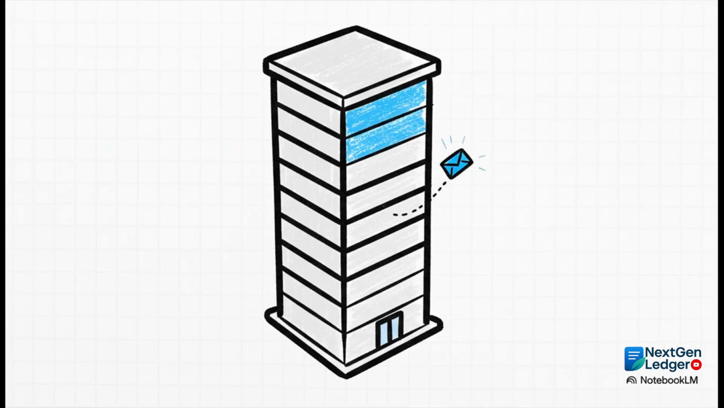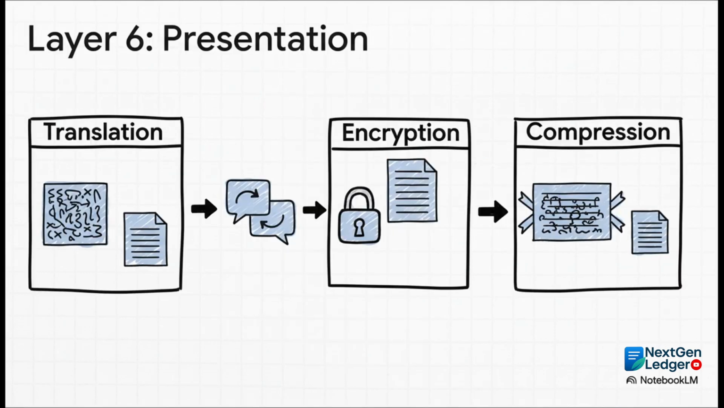We are almost at the top. We've made it to layer 6, the P in pizza, the presentation layer. This is the universal translator. So this layer's job is to make sure the data is actually in a usable format. It's the translator, but it's also the security guard. It handles encryption, scrambling the data using things like SSL so no one can snoop on it. That little padlock you see in your web browser, you can thank layer 6 for that. It also compresses data, shrinking files so they travel faster.